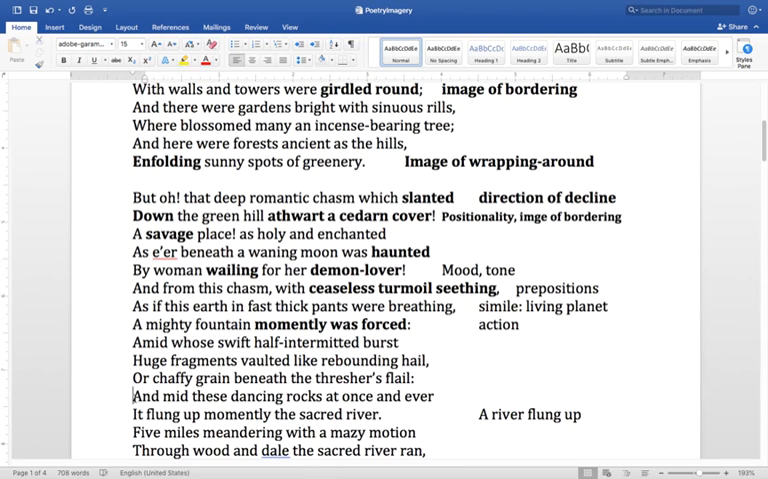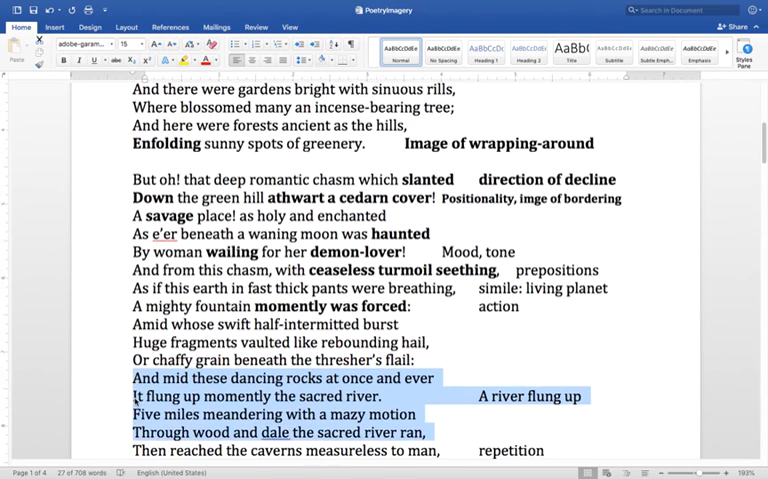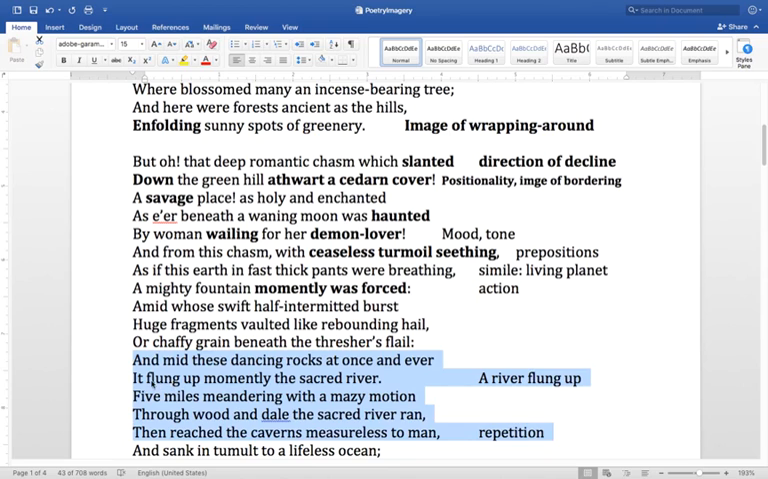And mid these dancing rocks at once and ever it flung up. And here he's very, very clear about what he wants us to see, right? The previous lines were just a setup for the "flung up." And it's not just rocks this time that are being flung up. This heavy panting is actually flinging up the entire river.